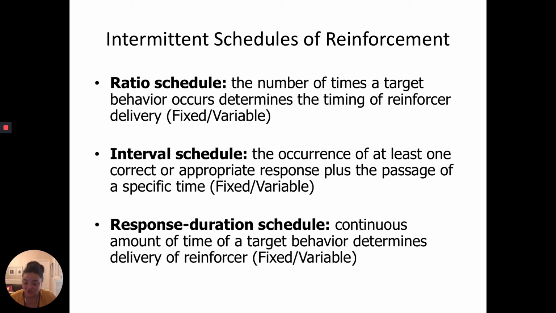So I need to observe her engaging in on-task behavior, so working on her assignment for 3 minutes. After 3 minutes, then I'm going to give her a thumbs up, right? Or give her some praise, right? So that's a fixed response duration schedule of 3, okay? Versus a variable response duration of 3 means that on average every 3 minutes, right? I'm a teacher, I'm busy, so I can't for sure deliver the reinforcer every 3 minutes. So it might be 2 minutes, it might be 4 minutes, but on average it's going to be 3 minutes, right? But with response duration, it's a continuous amount of time that the target behavior occurs, right?